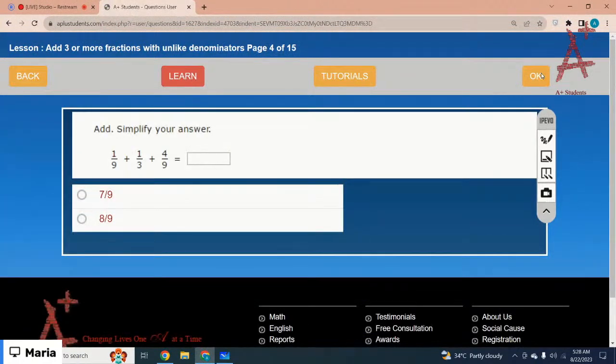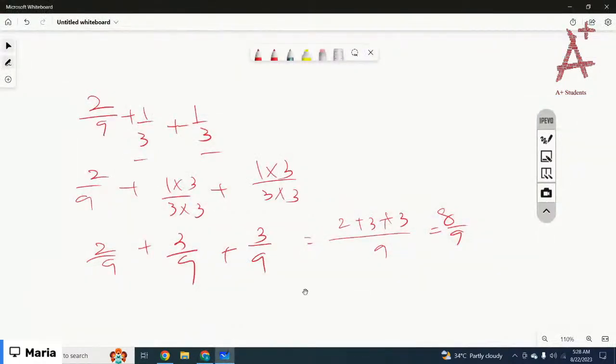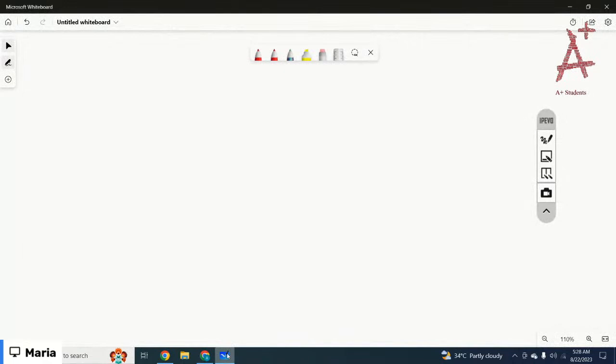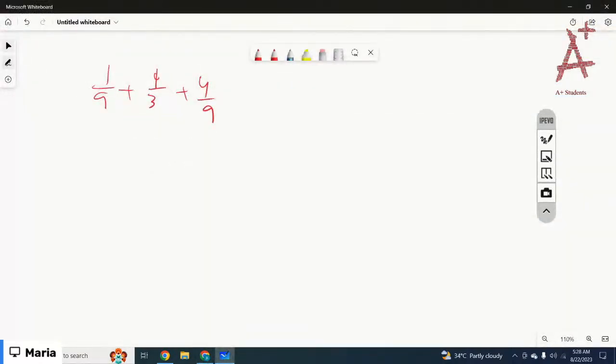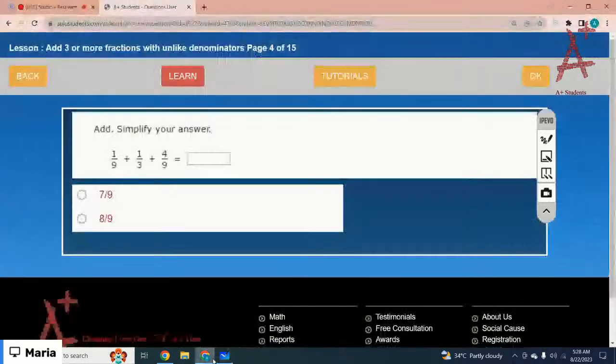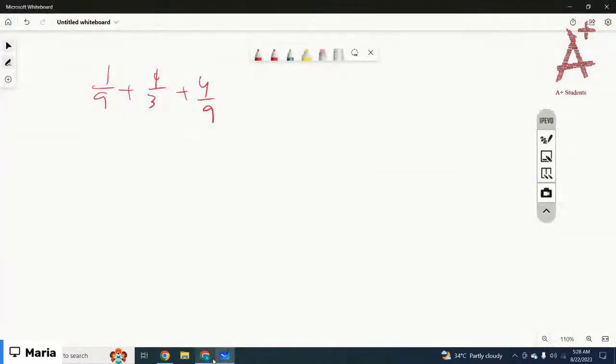Okay, the next one is 1 over 9 plus 1 over 3 plus 4 over 9. Let me just check. 1 by 9 plus 1 by 3 plus 4 over 9. Okay, two of the fractions have denominator 9. You have to make the smaller denominator equal to greater one.